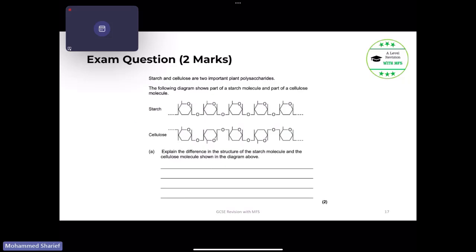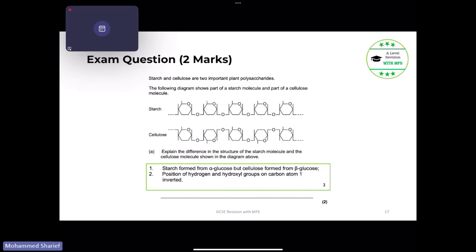Okay, now we did have two more questions, but because of timing, I'm just going to put the mark scheme on. So it says structure of starch molecule is different to the structure of a cellulose molecule. Again, we've covered this enough today. Starch is formed from alpha glucose, but cellulose is formed from beta glucose. And the position of the hydrogen and hydroxyl groups on carbon 1 is inverted. So as you can see, in beta glucose, the H is at the bottom, the OH is at the top. In alpha glucose, the H is at the top, the OH is at the bottom. You can see that in the two polymers, the two groups are inverted.